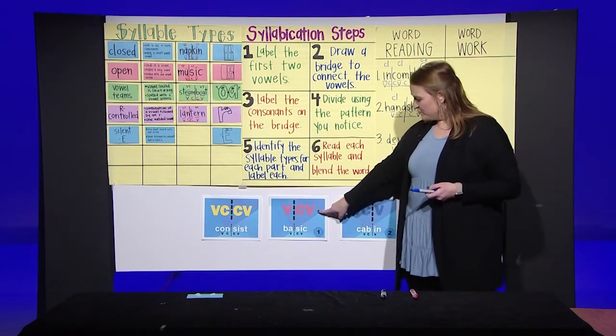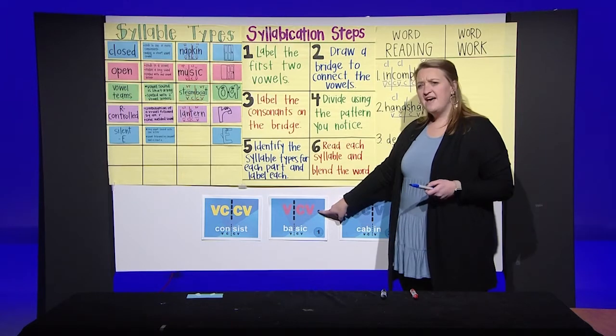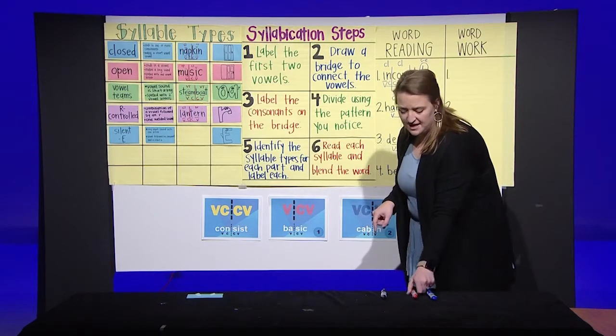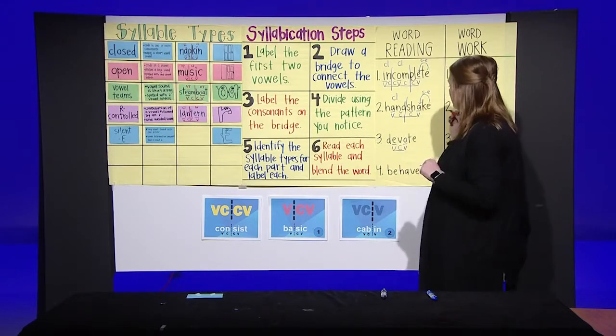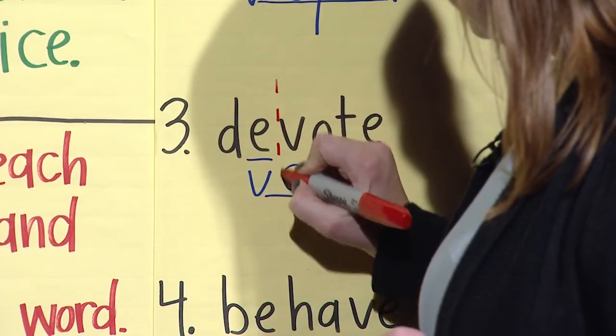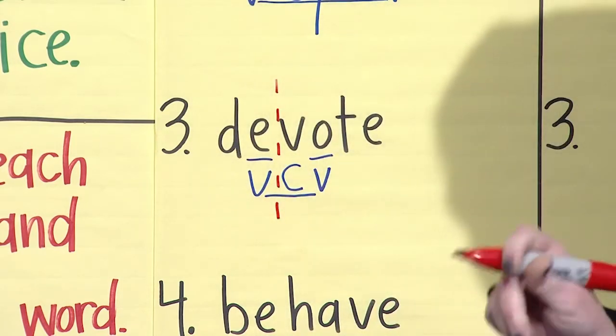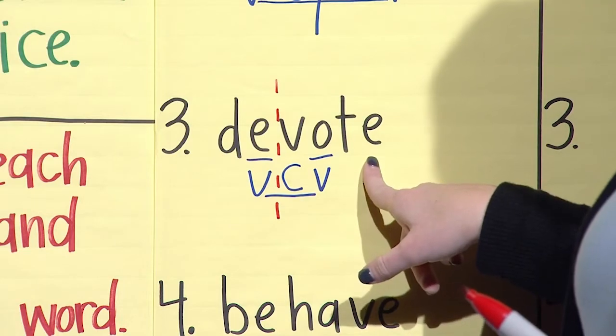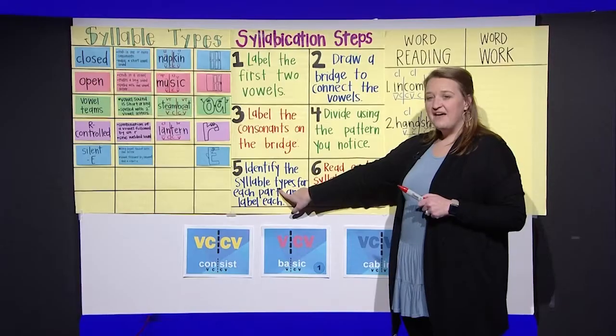So in our first one, where does it tell us to divide? Before the consonant. So I'm going to get a different colored marker. You can continue to use your pencil. And I'm going to draw a dotted line in between our consonant. And now that we've divided using the pattern, we're ready to identify the syllable types.